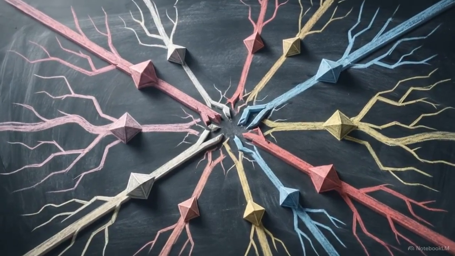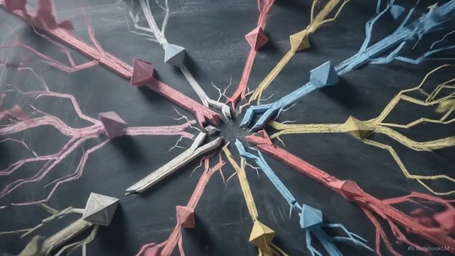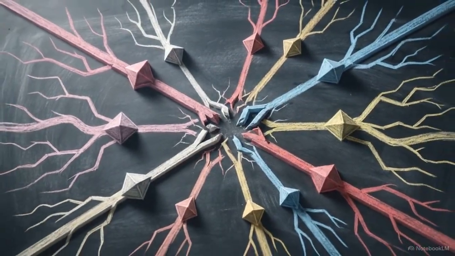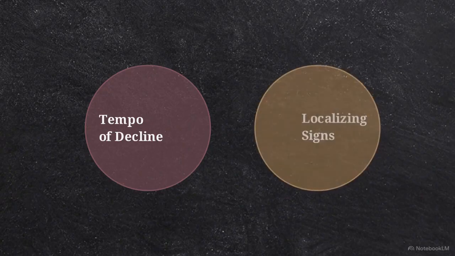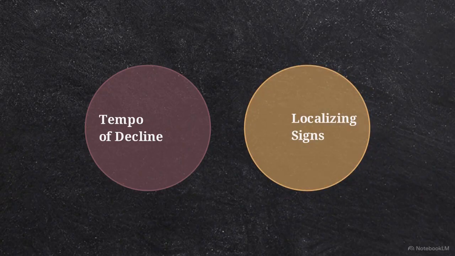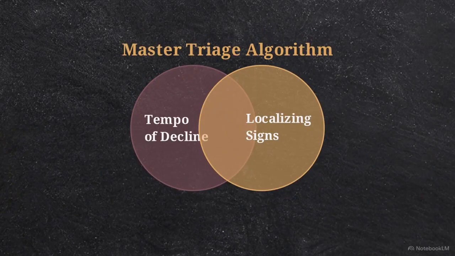Evaluating a patient with a declining neurological baseline is one of the most complex tasks on the ward and on Step 2 CK. The diagnostic challenge comes down to mapping two overlapping variables, the tempo of the decline and the presence of highly specific localizing signs. We can untangle this by building a master triage algorithm.